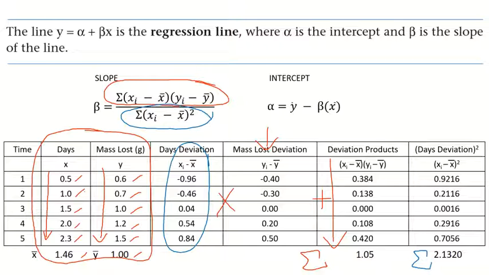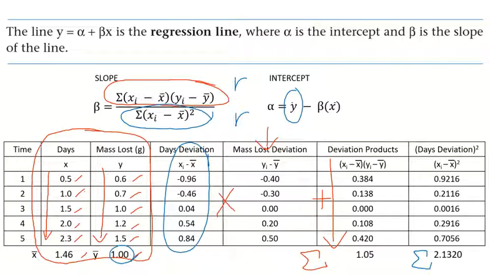Okay, and that's 2.1320. So that's the denominator of our slope. If you can remember, the slope is rise over run. Okay? And then for the y-intercept that we have here, this one is actually the mean of our dependent variable. So that's going to be the one here. Sorry, yeah, that one there.